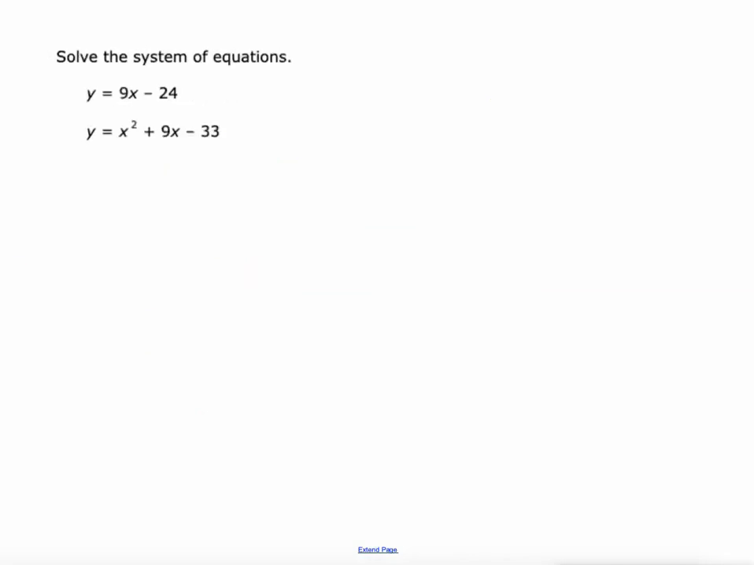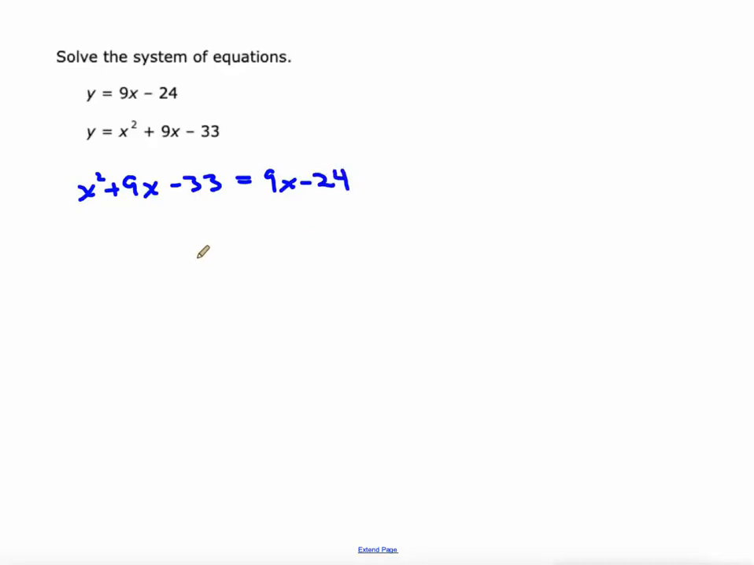Let's do another. Same idea. We have a linear equation and we have a quadratic equation. We want to find out where they cross each other. Okay. So I'm going to set them equal to each other. Since they both equal y, they must equal each other. So I'm going to put my quadratic one on the left and my linear relationship on the right.